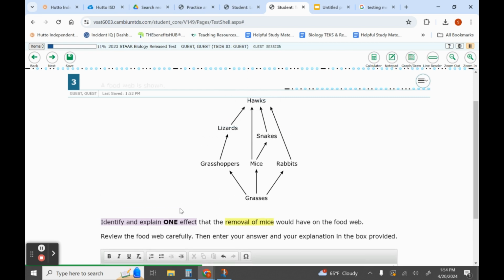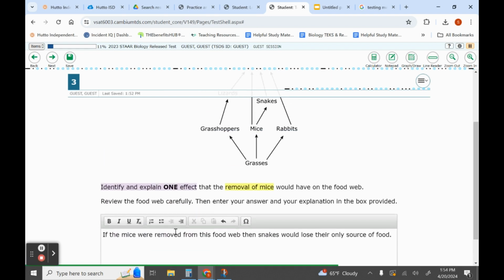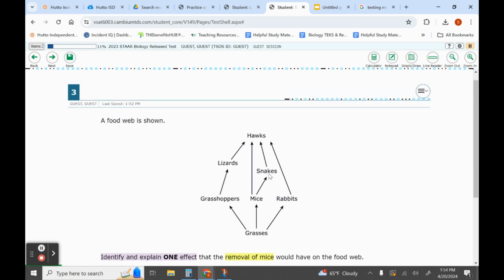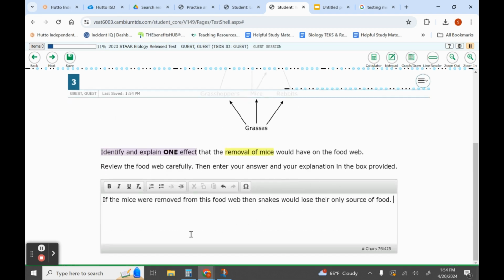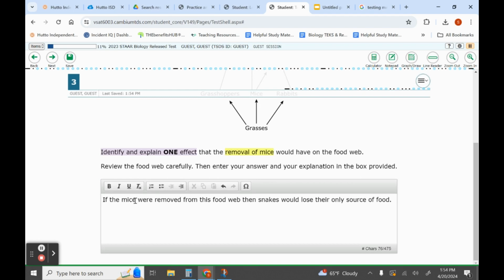And if we wanted to explain what effect it would have on the food web, well, we've already identified the snakes would lose their only source of food, and we could add in that also if snakes lost their only source of food, you could also add in it, there would be one less food source for the hawk. But I mean, you've pretty much sufficiently answered the question. So you've put in here, if the mice were removed from this food web, these snakes would lose their only source of food.